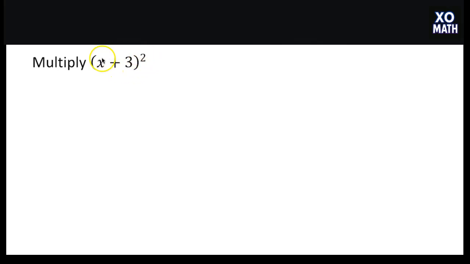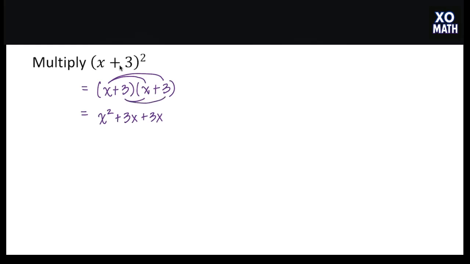So here it's important to know we cannot distribute this exponent. We have to start by rewriting this problem as the binomial x plus 3 times the binomial x plus 3, meaning we can use the FOIL technique. The first terms, x times x, is x squared. The outer terms, x times 3 is 3x. The inner terms, x and 3 again, is another 3x. And the last terms, 3 times 3 is 9. The middle terms are like terms, so we can add them together for a final answer of x squared plus 6x plus 9.